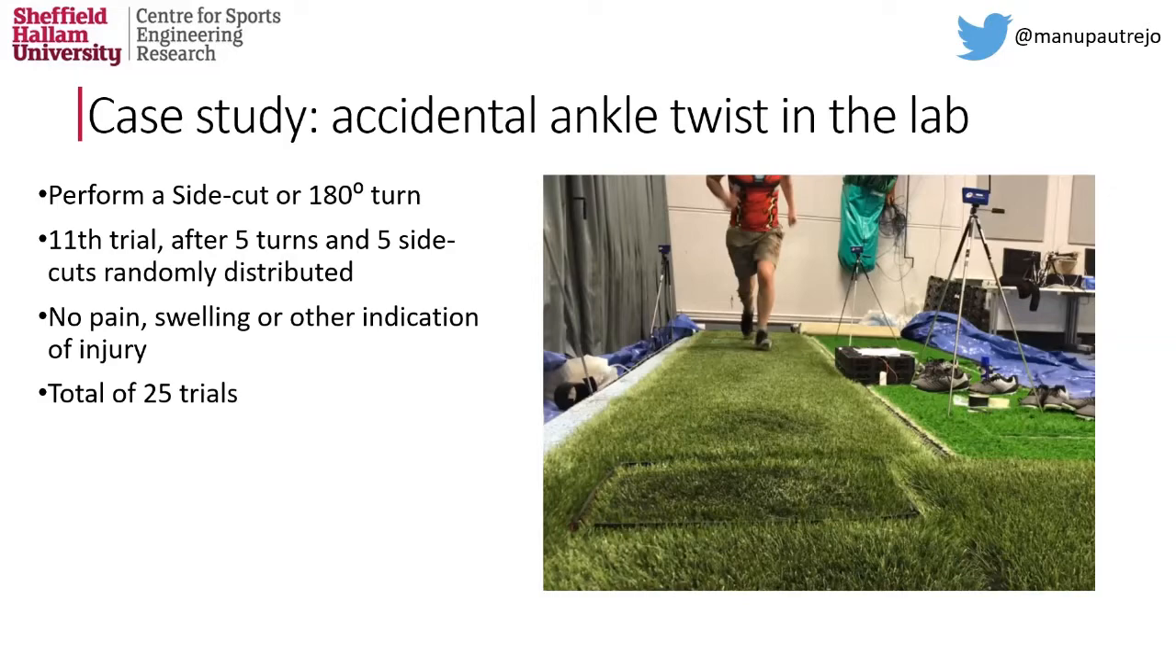At the 11th trial, after 5 turns and 5 cuts randomly distributed, the subject was attempting to do a cut and accidentally twisted his ankle. Fortunately, he didn't fall or suffer any pain, swelling, or other indication of injury. After some minutes of rest, the subject decided to continue the test, and we captured a total of 25 trials of cuts.